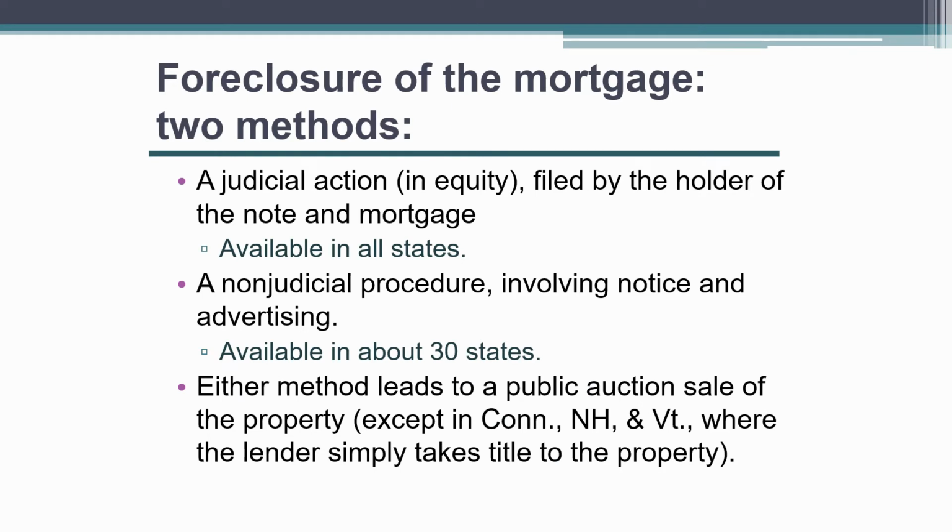Either method, either a judicial action or a non-judicial foreclosure, leads generally to a public auction sale of the property. There's an exception for 3 New England states, Connecticut, New Hampshire, and Vermont. And in those states, they don't necessarily have a public auction sale of the property. Instead, the lender, at the completion of foreclosure, simply takes title to the property and becomes the owner of it.